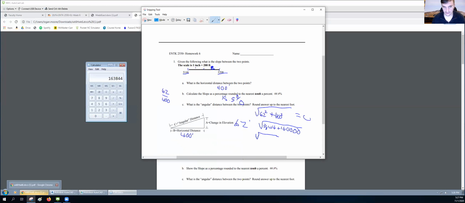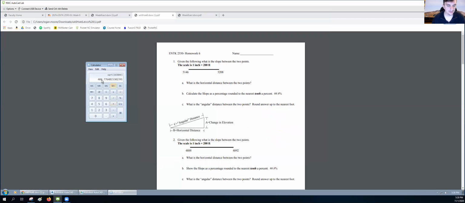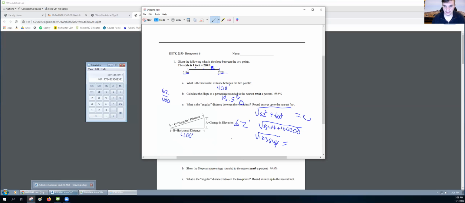So what is the square root of 163,844? And that would be C. So the square root is 404.776. So that would be C equals 404.77 feet. And it says round to the nearest foot, so it'd really be 405 feet.